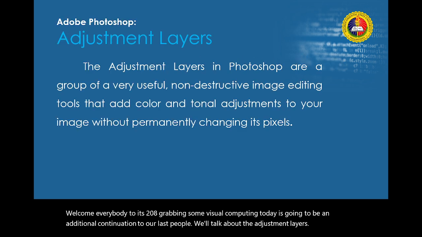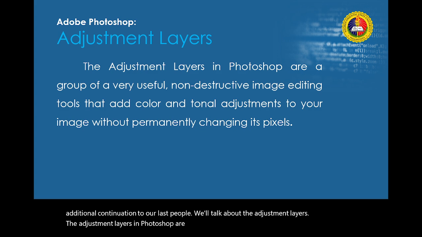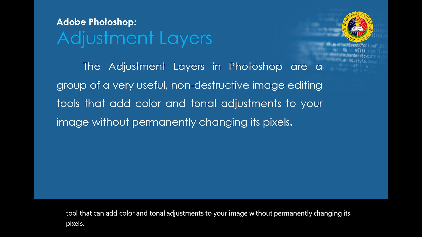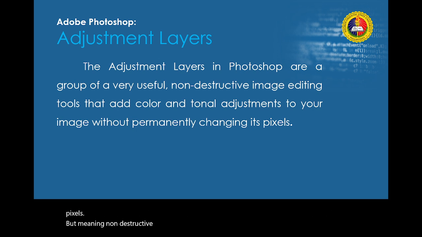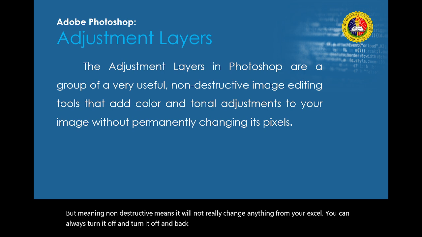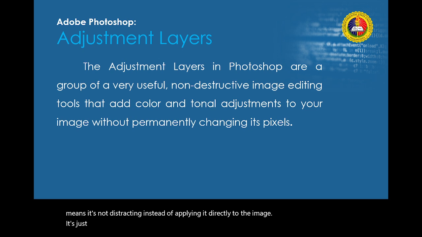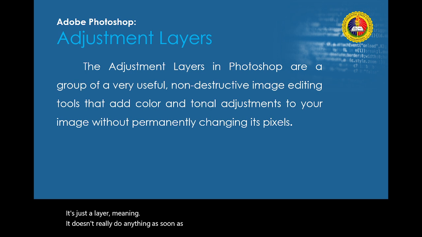The adjustment layers in Photoshop are a group of very useful, non-destructive image editing tools that add color and tonal adjustments to your image without permanently changing its pixels. What non-destructive means is it will not really change anything from your pixel. You can always turn it off and back on, and your image will stay the same. Okay, so that means it's non-destructive. Instead of applying it directly to the image, it's just a layer, meaning it doesn't really do anything as soon as you turn it off.